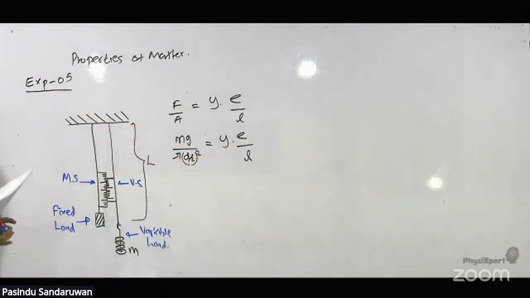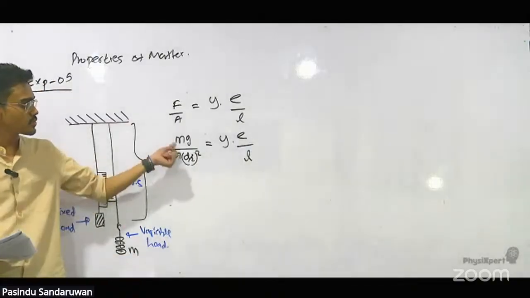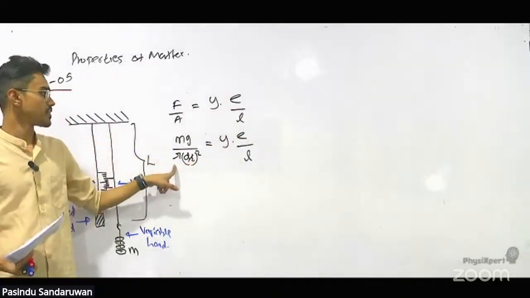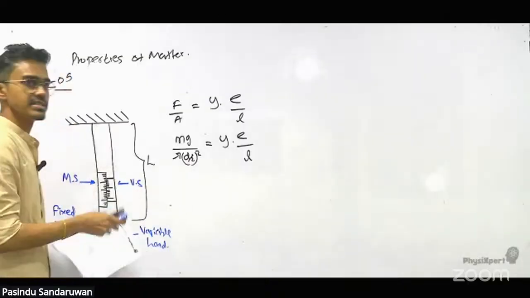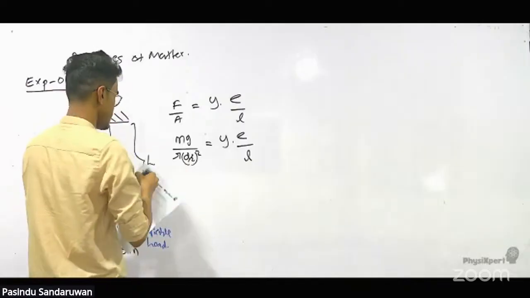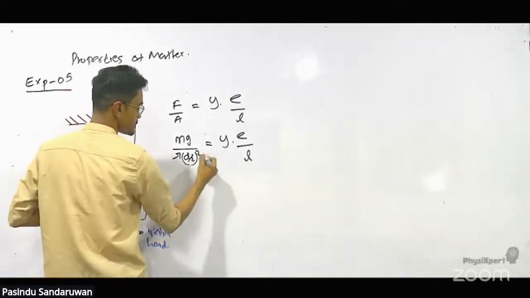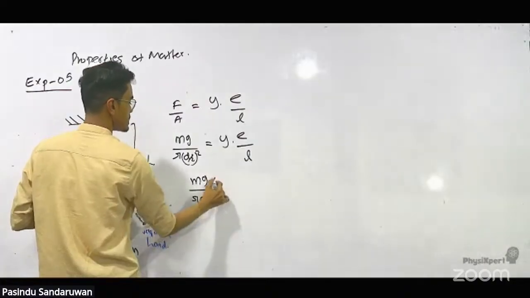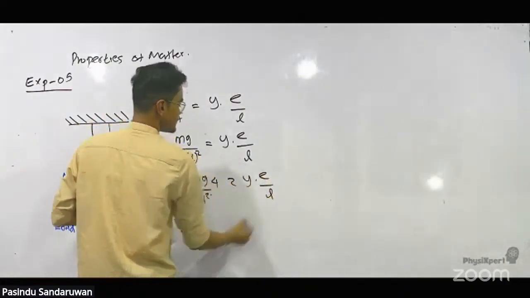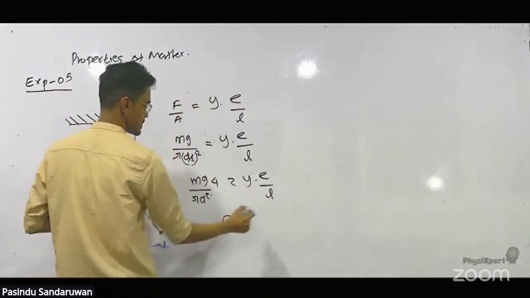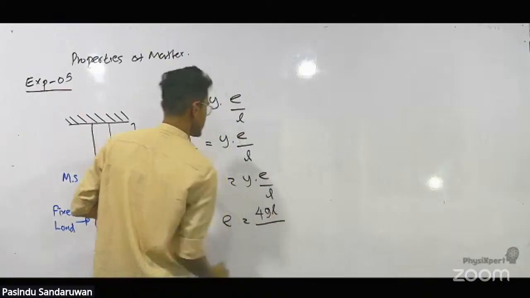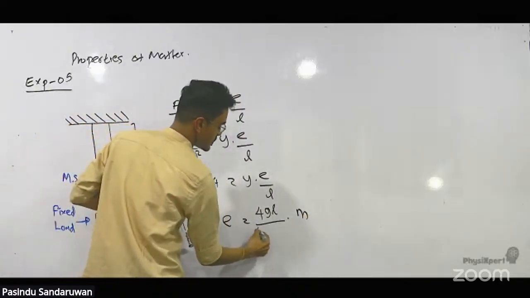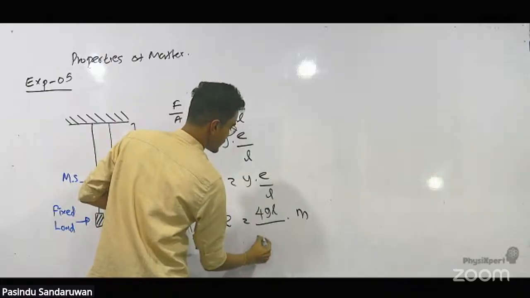Now, from this, what we can change is m. When m changes, what changes on the other side is the extension. L is a constant, Y is a constant, diameter is a constant. Then when m changes, e changes. So m is going to be used as the independent variable. Subject m: mg equals πd²Ye over 4L, then m equals πd²Y e over 4gL.